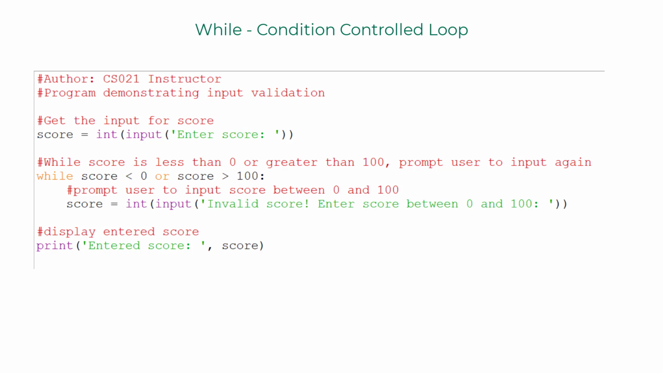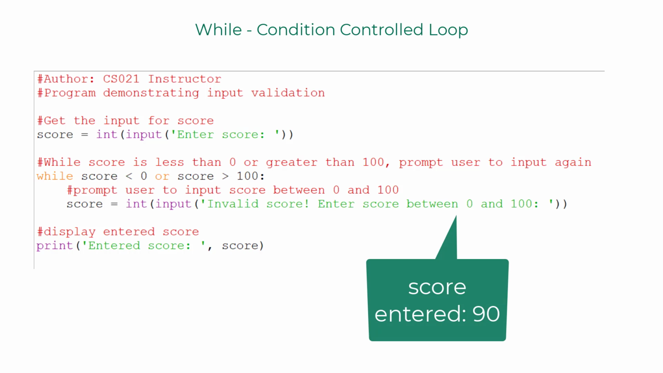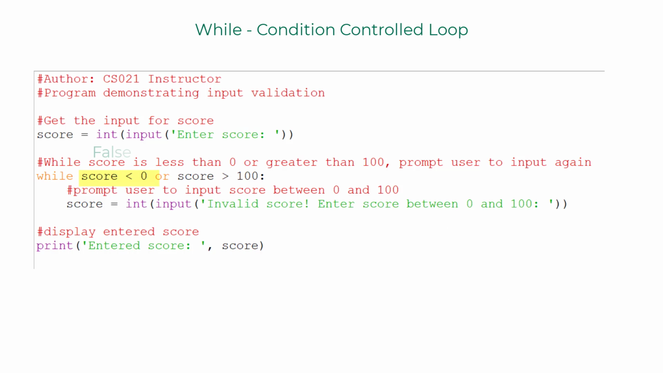and 100. If the user enters 90, the Boolean expression score less than 0 would be false. The Boolean expression score greater than 100 would also be false. Hence, the program will break out of the while loop and displays entered score 90.